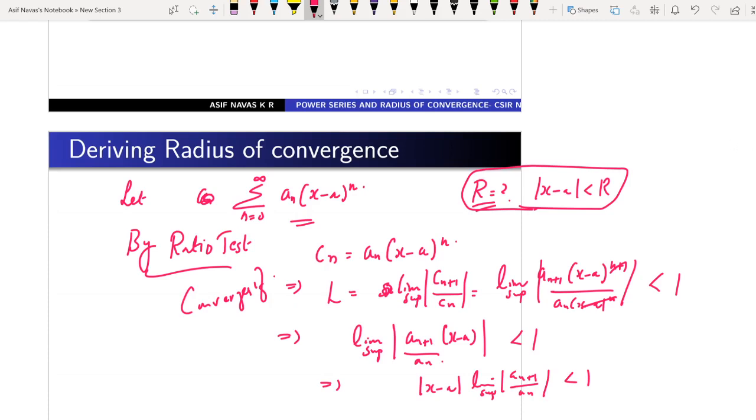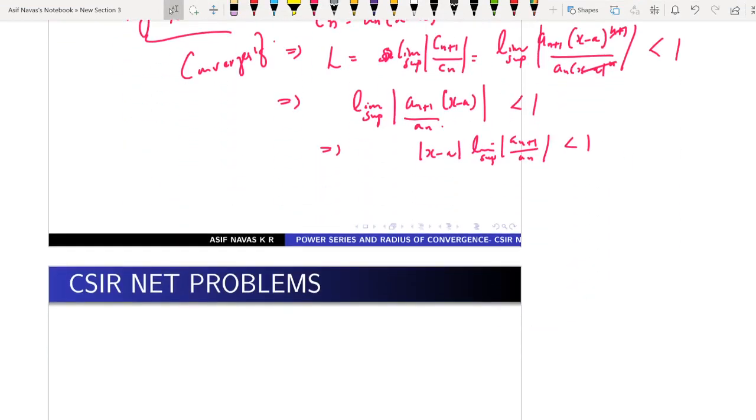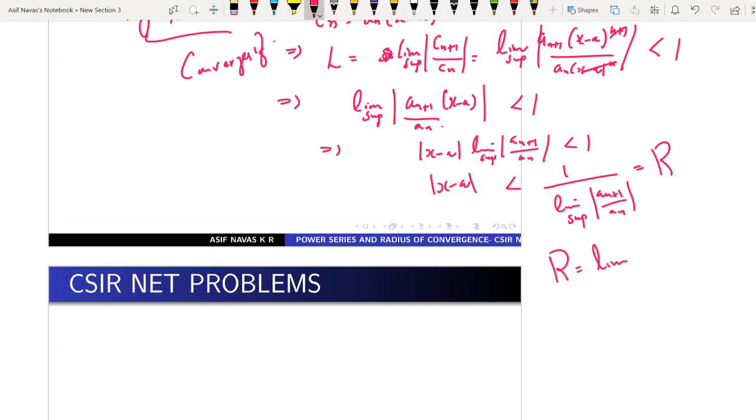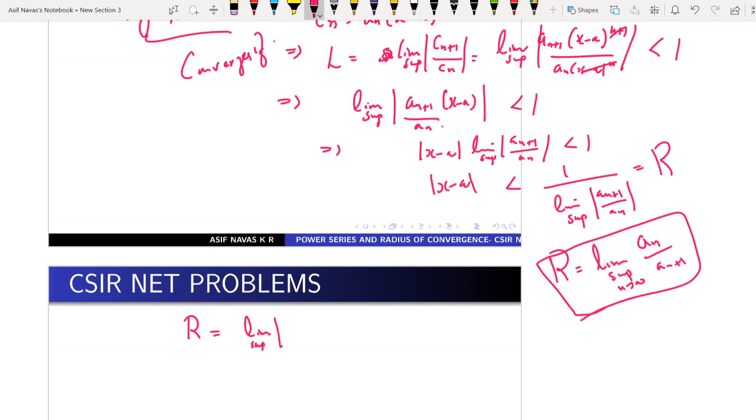So when is the series convergent? The series is convergent if |x minus a| is less than 1 by limit supremum of |a_(n+1) by a_n|, which is equal to R. So R is equal to the reciprocal of this, the limit supremum as n tends to infinity of |a_n divided by a_(n+1)|. So this is the derivation of the radius of convergence. The radius of convergence is the limit supremum of |a_n divided by a_(n+1)|.